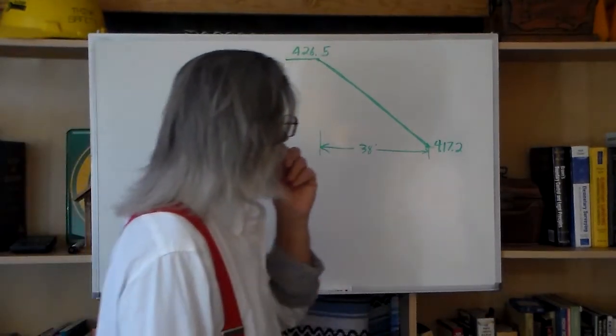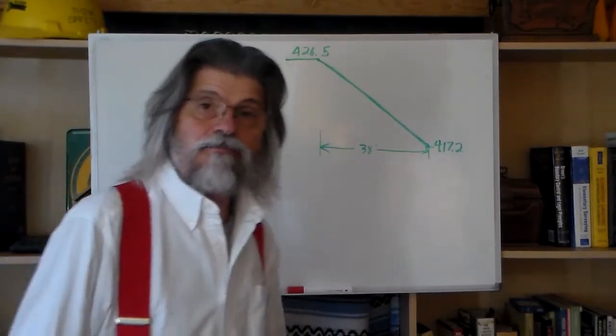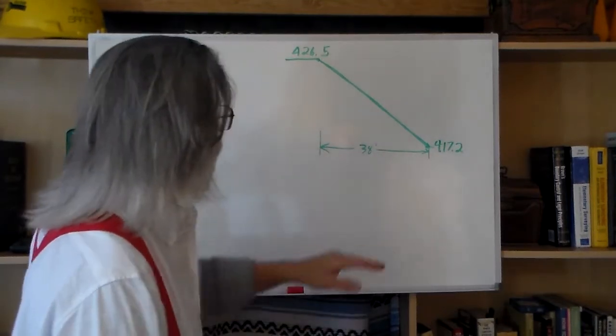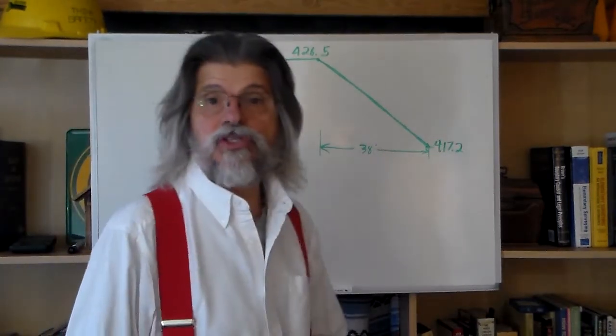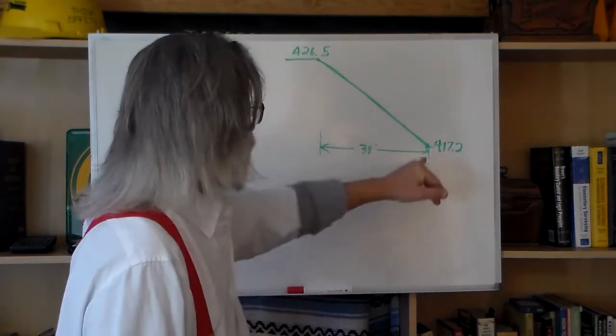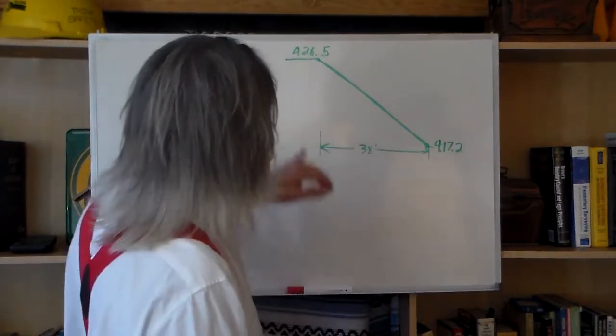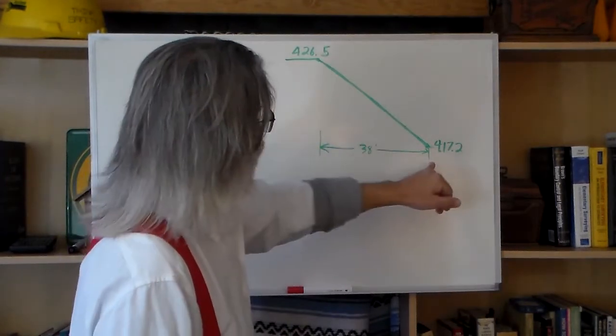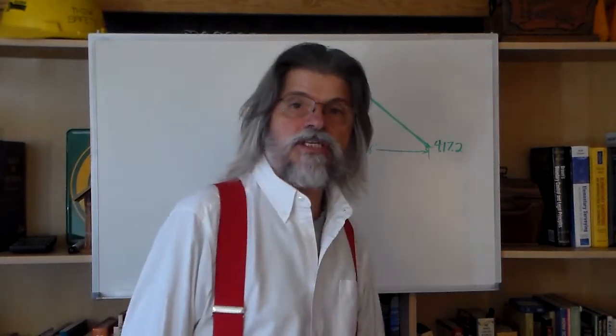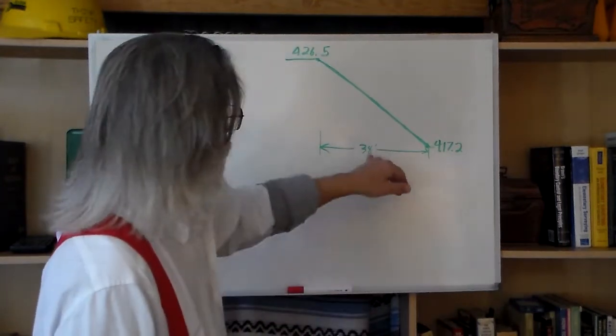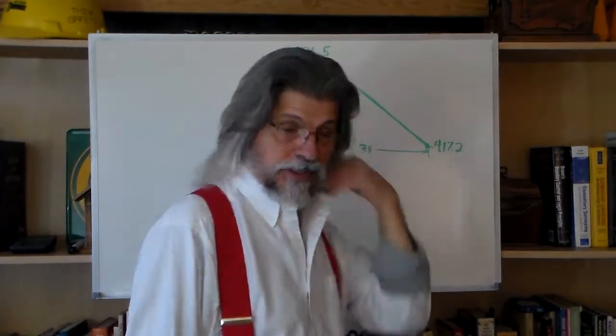Now, here we have basically the same problem we had before. We have a point at the toe of the slope, or the bottom of the slope if you would prefer, and a point at the top of the slope. These points have an elevation of 426.5 and 417.2. And the horizontal distance between them is 38 feet.